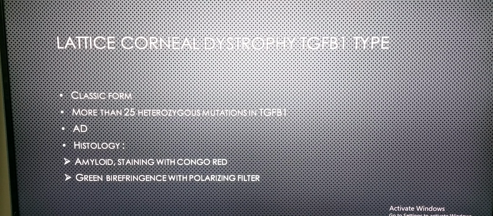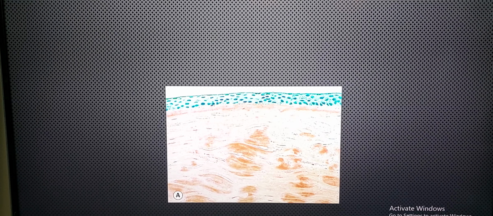Lattice corneal dystrophy type 1. This is the classic form. More than 25 heterozygous mutations in the TGFBI gene are identified. It is inherited in an autosomal dominant pattern. Histology shows amyloid deposits which stain with Congo red. There is green birefringence with a polarizing filter. This is the histology showing amyloid stained with Congo red.